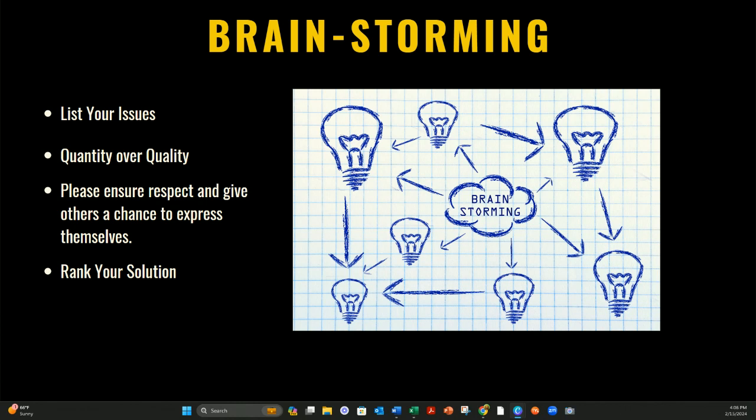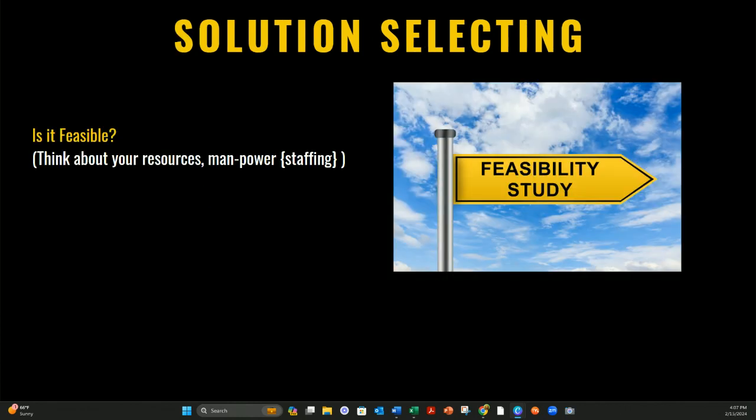We want to ensure that respect is given and we give everyone a chance to express themselves. And from there, we're going to rank our solutions or select them. Now, in that solution selecting, number one, ask, is it feasible? Think about your resources. What's your manpower, your equipment? Manpower is a really good example. Is your project feasible with the team that you have?